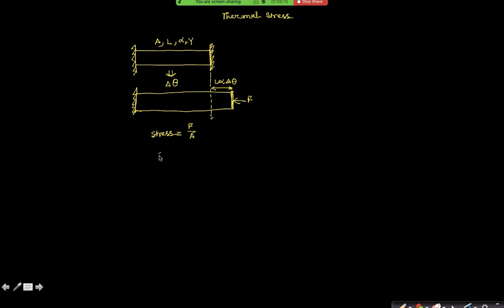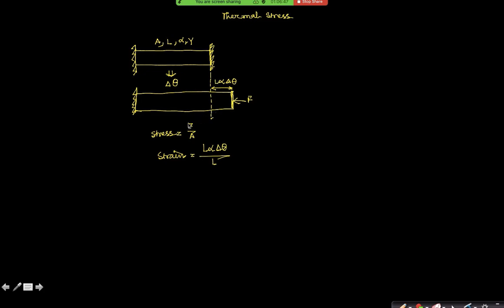And what is the strain? Strain is L alpha delta theta divided by L. Matlab, means alpha delta theta. Although you can say that here the natural length is not L, the natural length is L plus L alpha delta theta. But in comparison to L, the L alpha delta theta is very negligible.